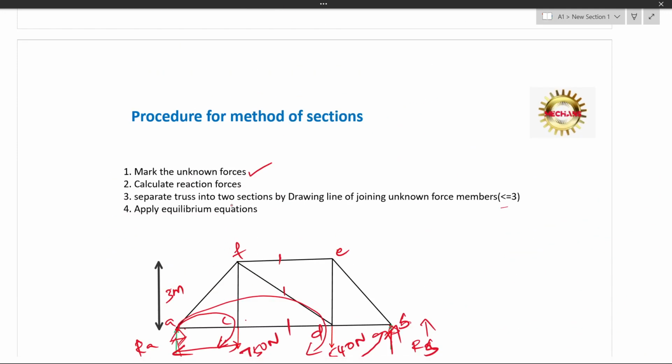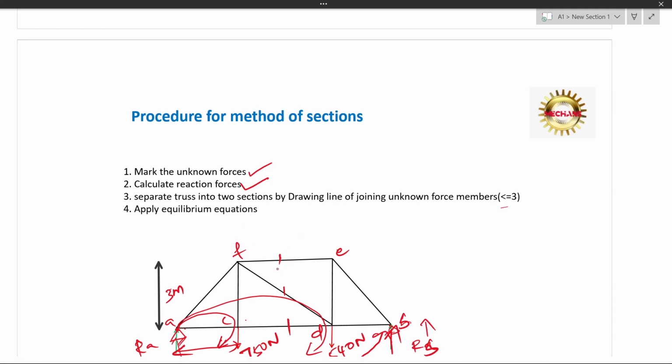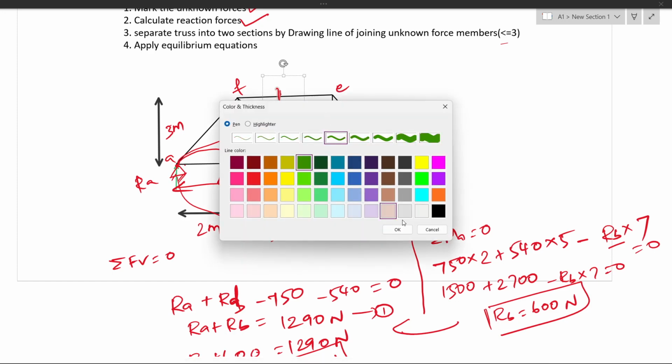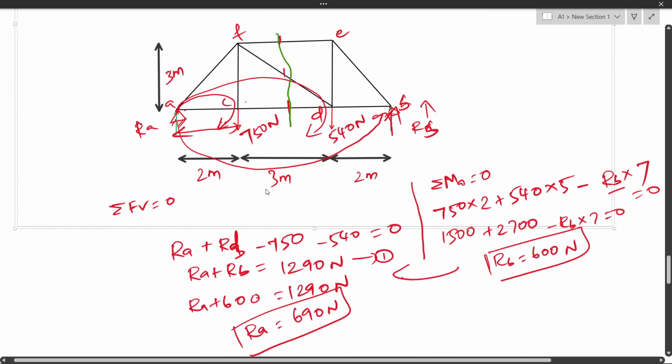So step 2, the calculation of reaction forces, is done. Then separate the truss into two sections by drawing a line joining the unknown forces. Three unknown forces, we are joining by that line, and then we can divide into two. Either we can take the right side of this line or the left side of this line. I'll give different colors so that you could identify. So you can take the right side of this green line or the left side. I think I can take the left side.